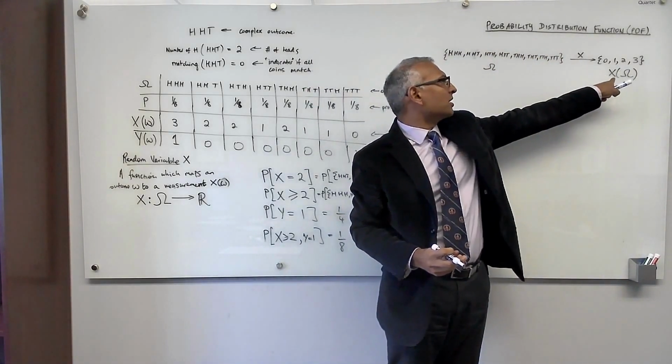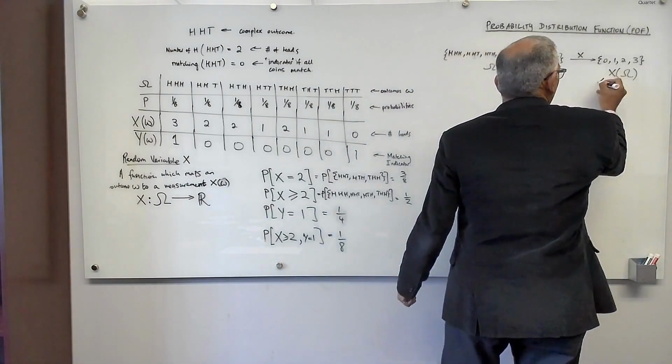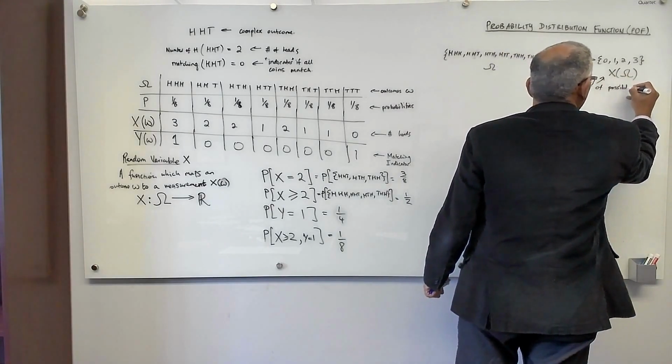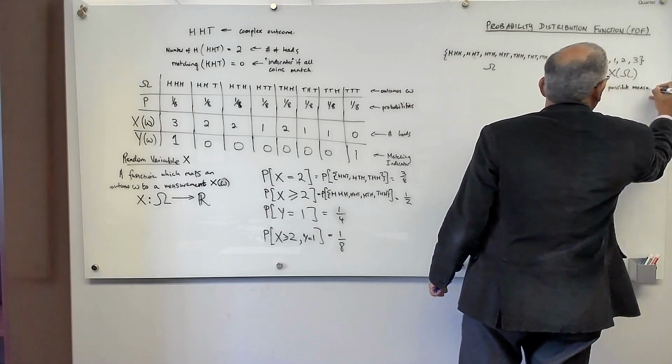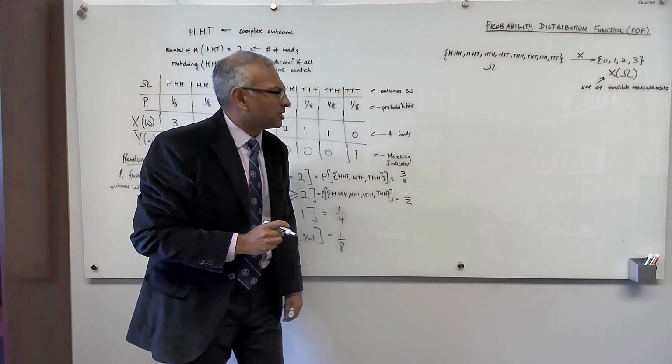So what happens when you take a function and apply it to the whole space? What are the possible values of X? That's the set of possible measurements.